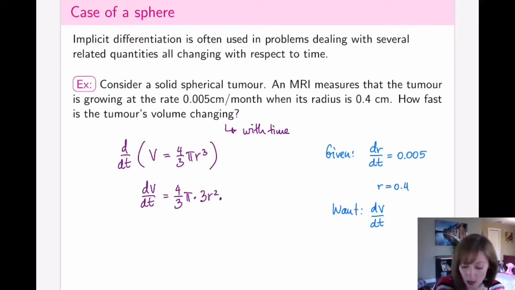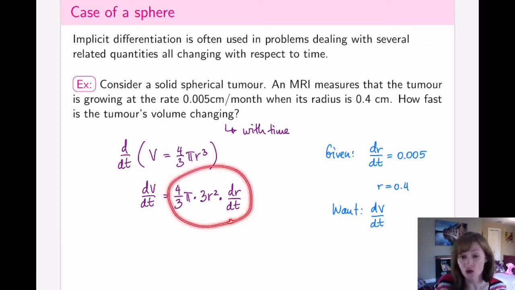But then, of course, I remember that r is also a function of time because it's changing with time. So now I need to follow up with the derivative of r. And the derivative of r is just dr by dt. Once I have that, again, I can see what it is that I want. I want dv by dt, so I actually want this left-hand side as is. And here, I just need to plug in all the known values into the right-hand side of my equation.